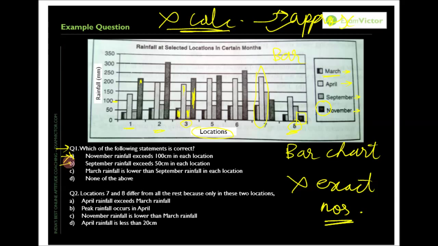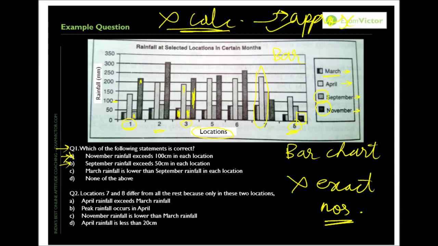Now you look at statement B: September rainfall exceeds 50 centimeters in each location. Same exercise, but for this color, the third bar. The first location itself fails, because you're looking at the 50 line and this is less than 50. I don't know how much it is. It could be 49, it could be 48, it could be 40.